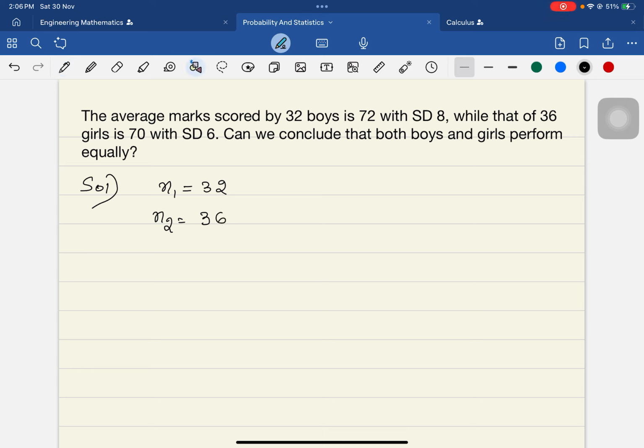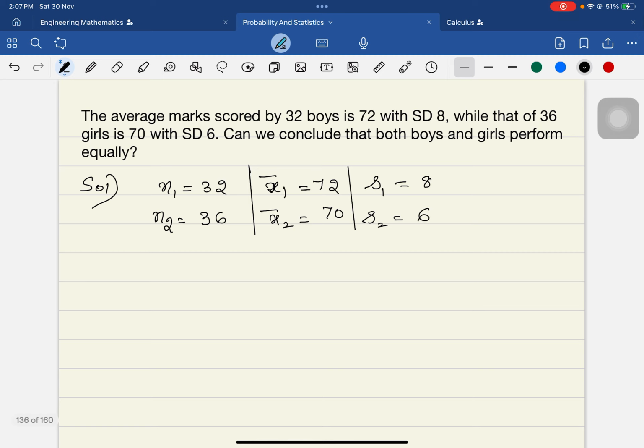And then you have to see whether the mean is also given. Average marks means the mean. X1 bar is given as 72 and X2 bar is given as 70. The means are also given to us, and then we have to see the standard deviations. Because these are samples, let us write S1 is 8 and S2 is 6. These are the given criteria.